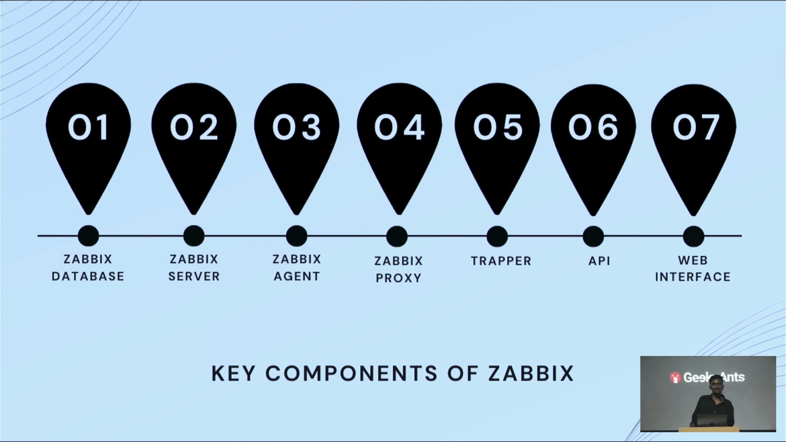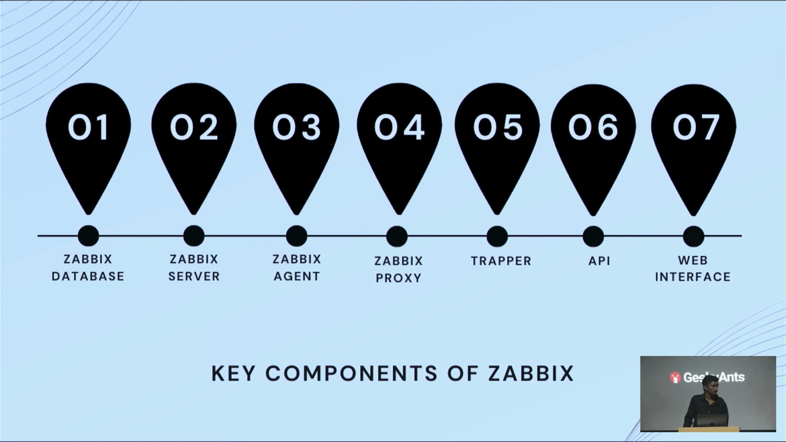So the next one is the Zabbix proxy. The Zabbix proxy basically acts as an intermediate between the Zabbix servers and the Zabbix agent. It reduces the offload on the Zabbix server. It takes the load, then makes it easier and reduces downtime.